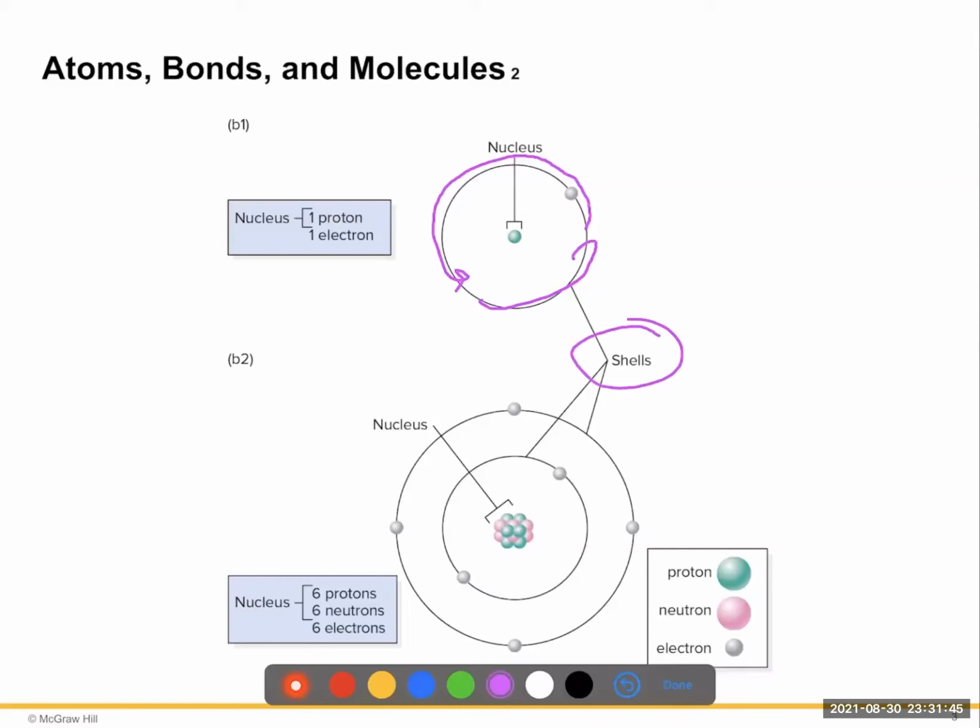Okay? So what makes up the mass of an atom is your protons and neutrons. The number of protons determines the name of the element, what the element is. If it has 1 proton, it's hydrogen. If it has 6 protons, it's carbon. And that's just on a periodic table. So the number of protons determines your element.